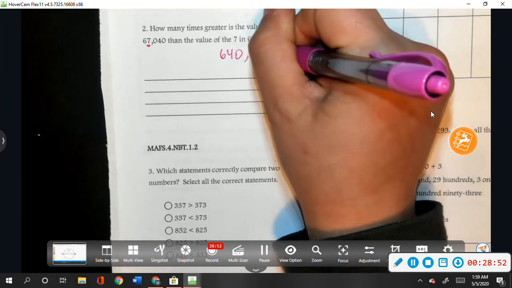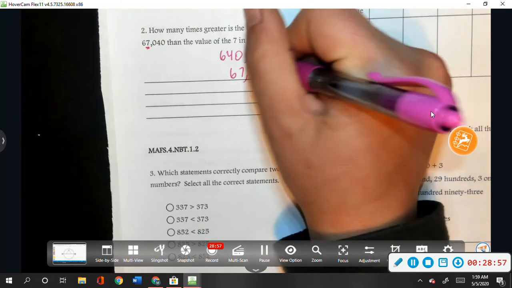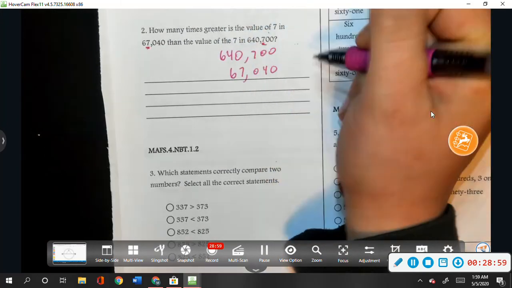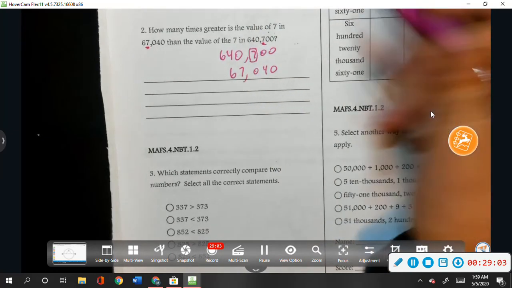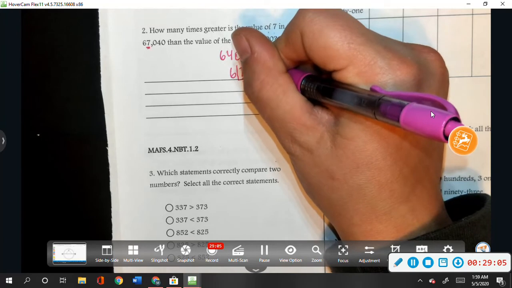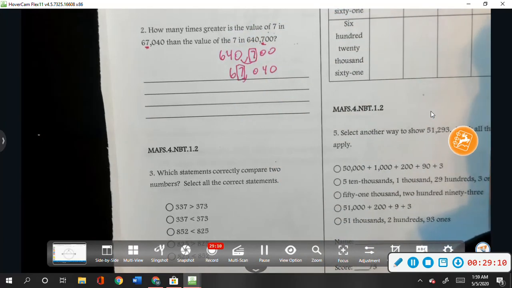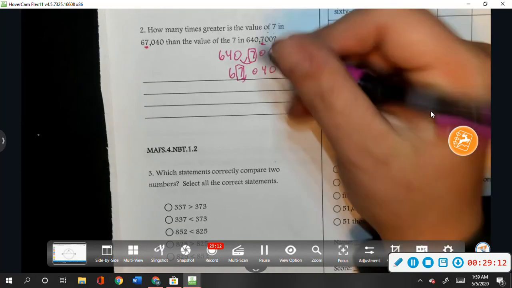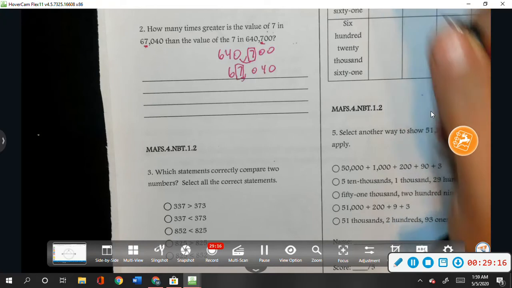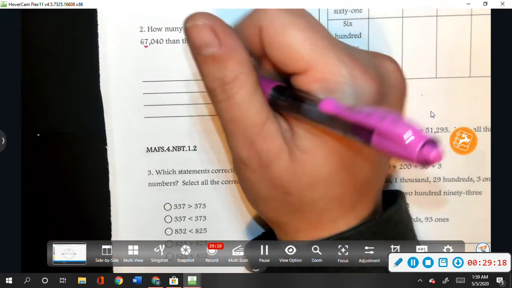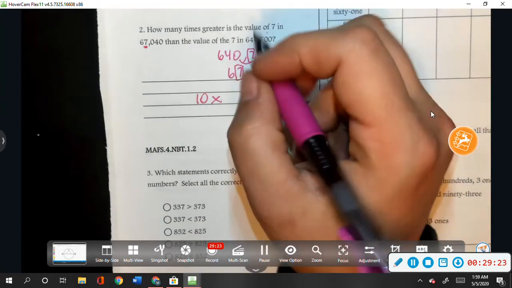640,700, and then right below it, 67,040. This 7 is in what place value? The hundreds. This 7 is in the thousands. That is one place value greater, right? And every time we go up a place value, we times by what? We times by 10. So the answer is 10 times larger.